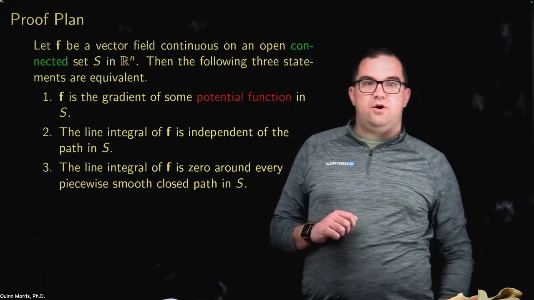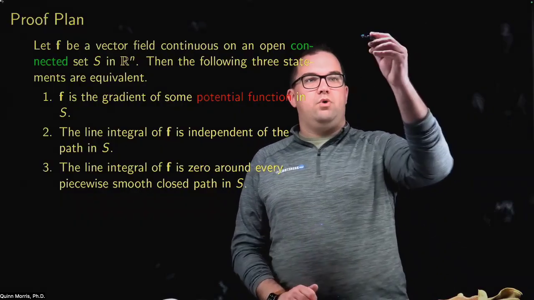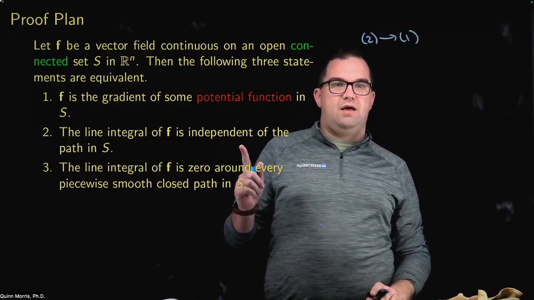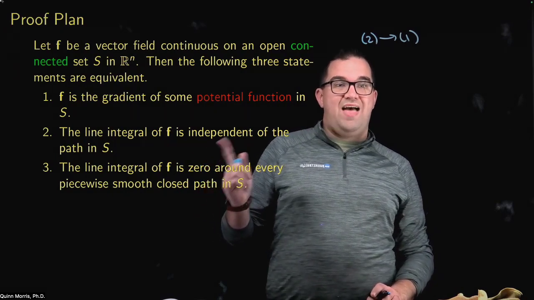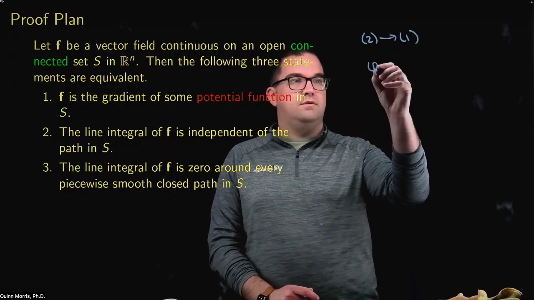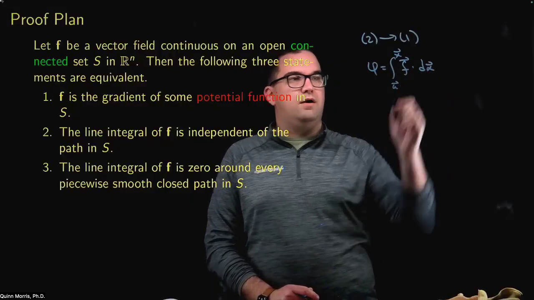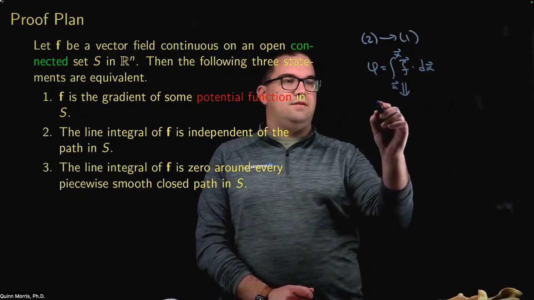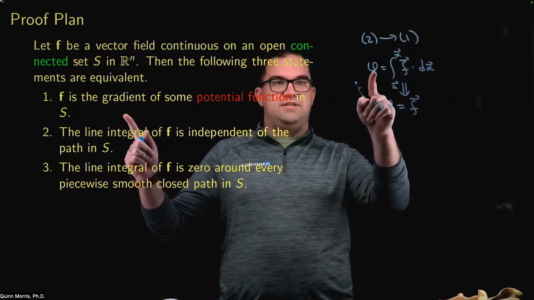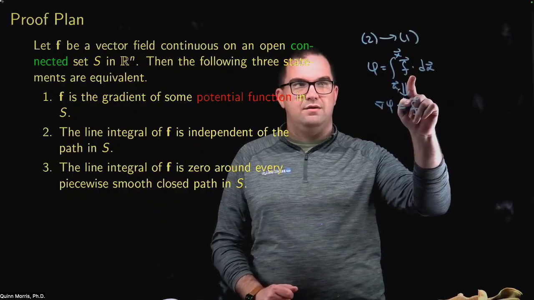All right, so we had already showed that 1 implied 3. We were now trying to show that 2 implies 1. So if I want to prove that 2 implies 1, I'm going to assume that the line integral of f is independent of the path in S. Once I know that, I can use the first fundamental theorem of line integrals, and I can just define psi to be the integral from a to x of f d alpha. The first fundamental theorem says that then the gradient of psi has to be equal to f, which means I've found a potential function, right? If I define my function psi in this way, then the gradient of psi will be f.